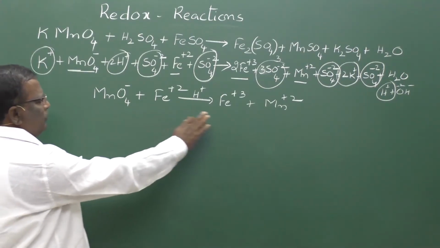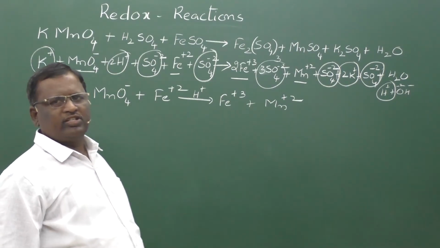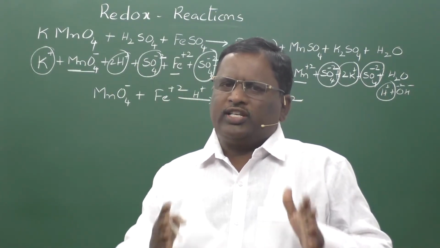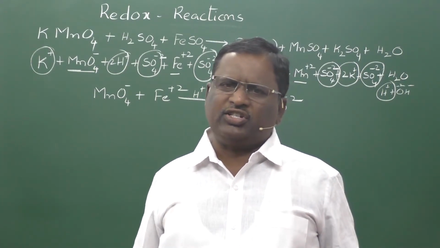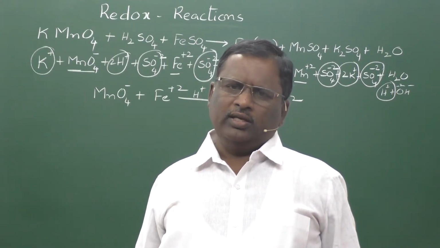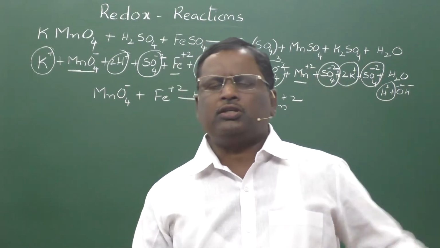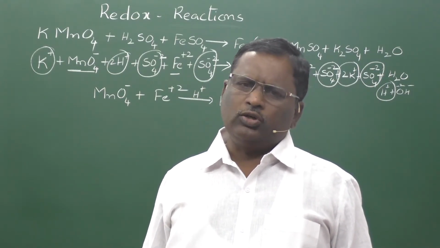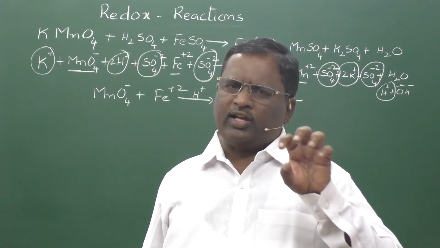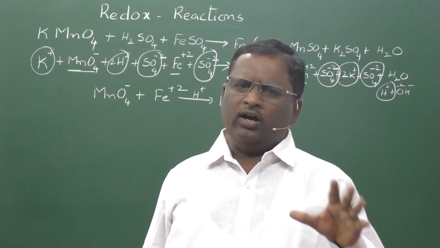Now, this equation is said to be an ionic equation. An ionic equation is the equation in which only those ions that are actually involved in the chemical reaction are represented, leaving out all spectator ions. A spectator ion is an ion which is not subjected to any change during the chemical reaction. Omitting the spectator ions, the ions actually involved in the reaction are represented in an equation. Such an equation is known as an ionic equation.